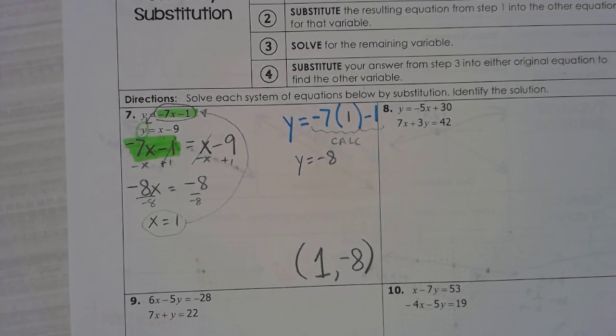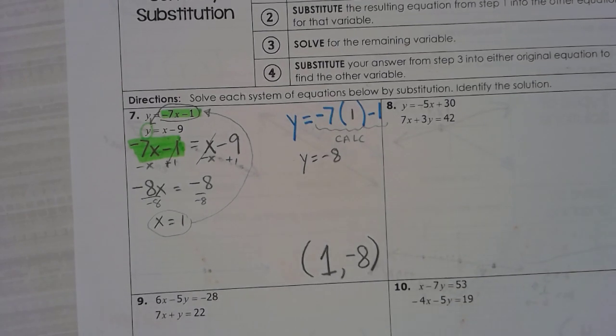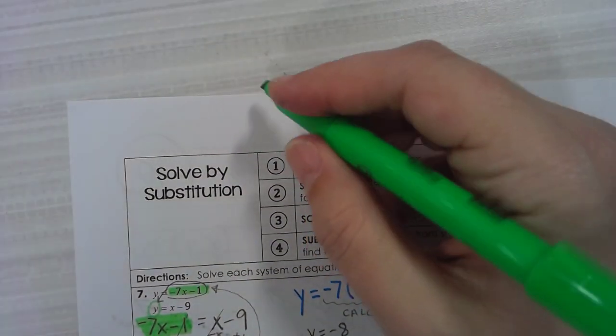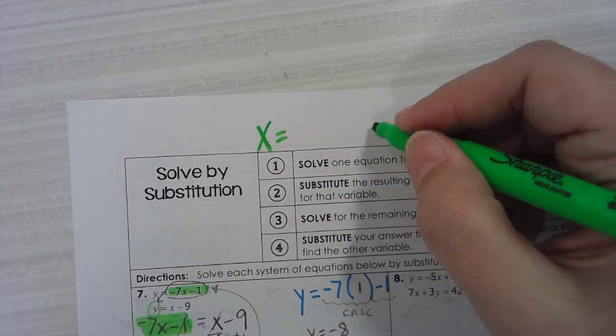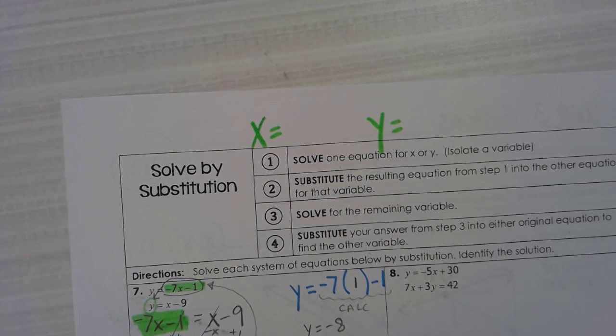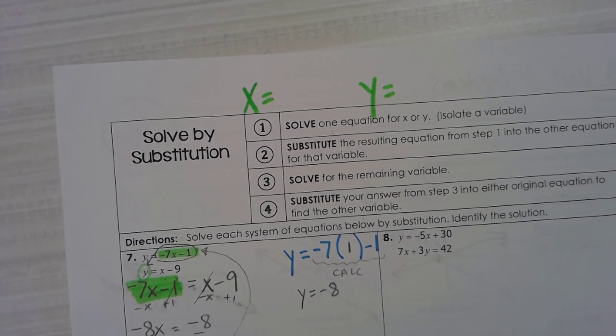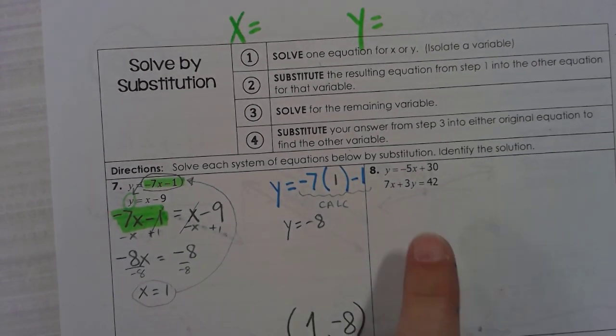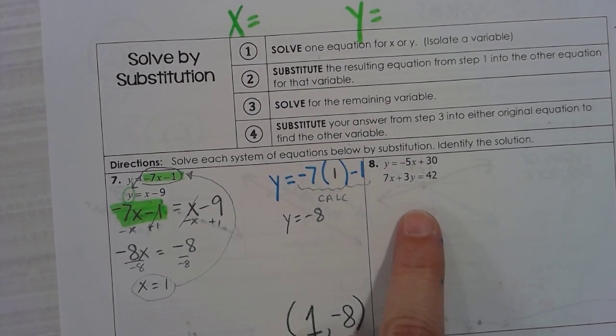Easier than graphing? Yep. It depends. It depends how comfortable you are with solving equations. If you're still struggling with that, guess what? You need to ask for more help. So here's what we're looking for in substitution: you are looking for x equals or y equals, all by itself. Do I see that on number 8? Do you see an x equals or a y equals all by itself?